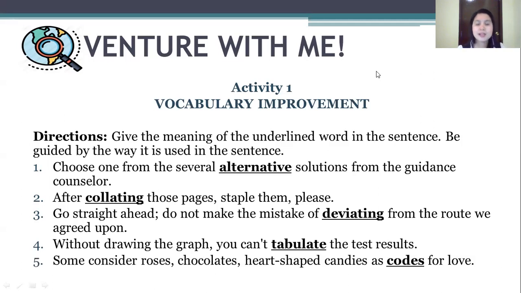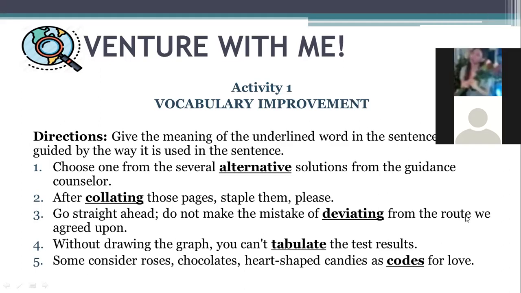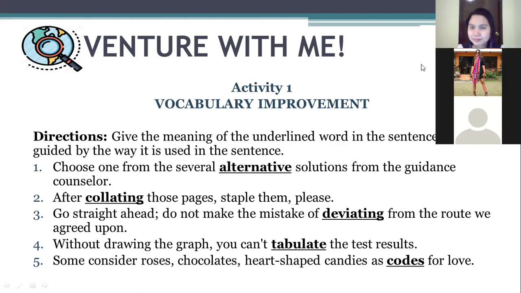The last one, some consider roses, chocolates, heart-shaped candies as codes for love. John, can you tell us what does the word codes mean? Symbol. Oh, very good. That's a symbol. So if we say coding, it means we are symbolizing something.